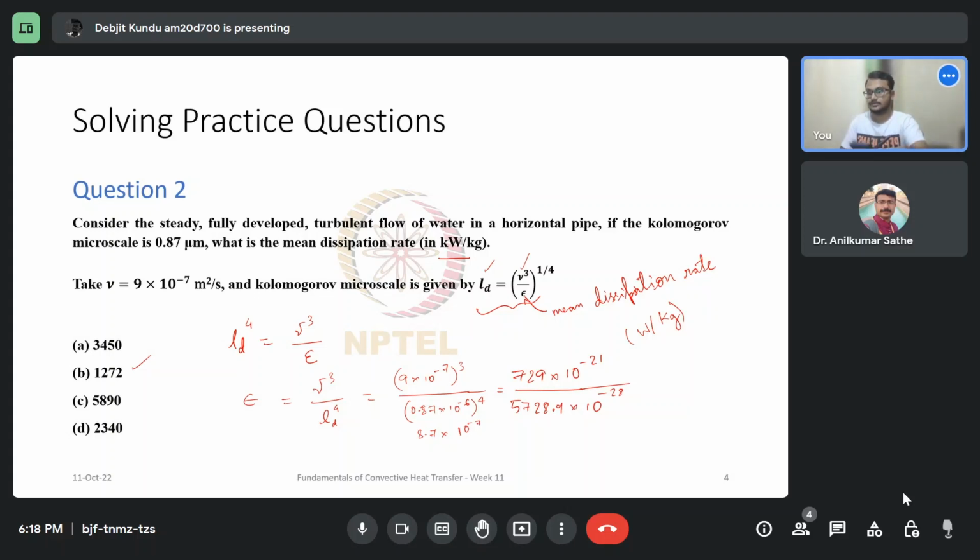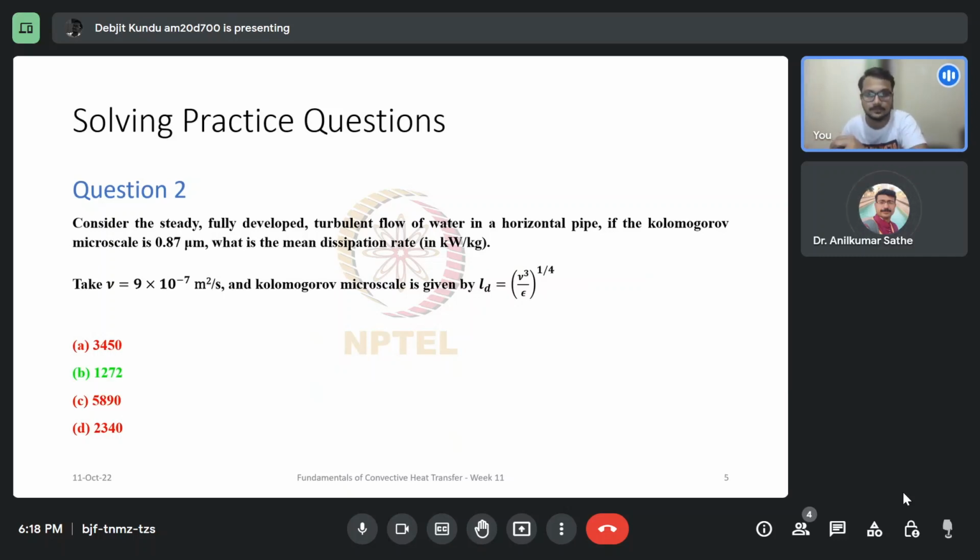So this comes out to be 1.272 into 10 raised to the power 6 watt per kg. So if we simply convert this to kilowatt per kg, this becomes 1272 kilowatt per kg. And option B is the correct one. So if you look at the solution, then also option B is the correct one only. And here, I'll simply go back to the previous slide.